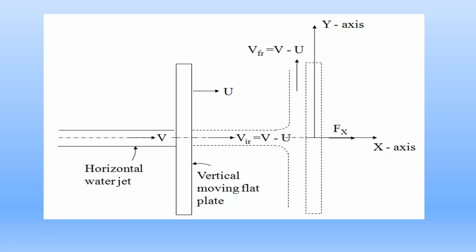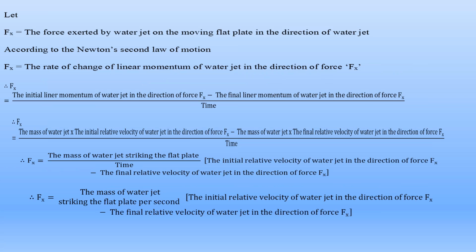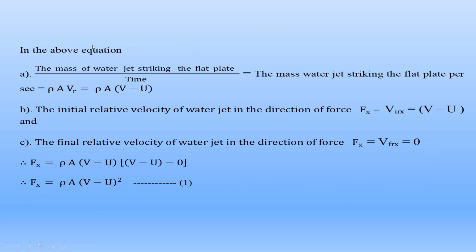So from the diagram, please understand the initial relative velocity in the direction of force Fx and the final relative velocity in the direction of force Fx. The initial relative velocity in the direction of force Fx is VIR, that is V minus U. The final relative velocity in the direction of force Fx is 0, because the final relative velocity is along the y-axis.